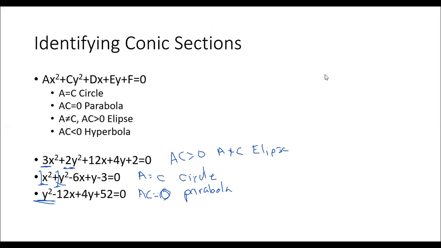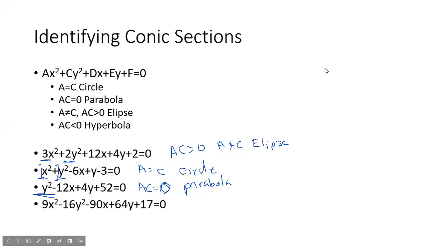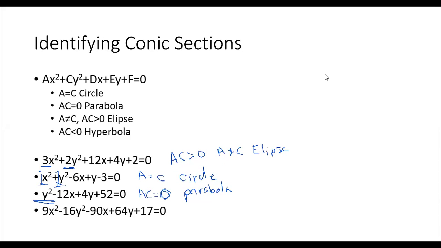In our next example, we have 9x squared minus 16y squared. And I don't care about the whole rest of it, honestly, if I'm just identifying what type of conic section this is. We have a 9 and we have a negative 16. So that's less than 0. The signs are opposite. And it doesn't matter which one's positive and which one's negative. They just have to have one positive and one negative. And then we know that this is a hyperbola.